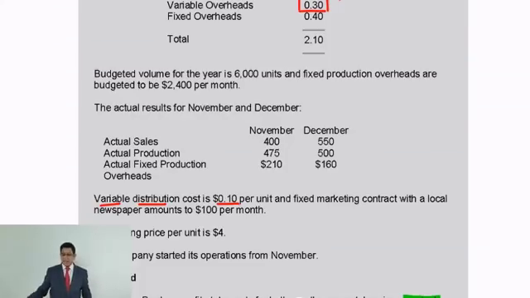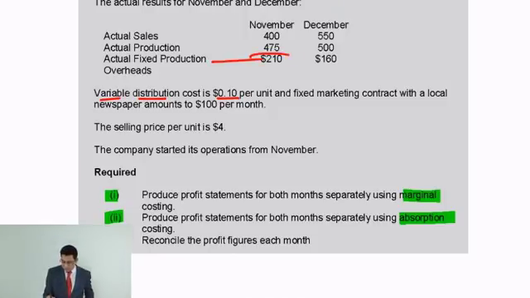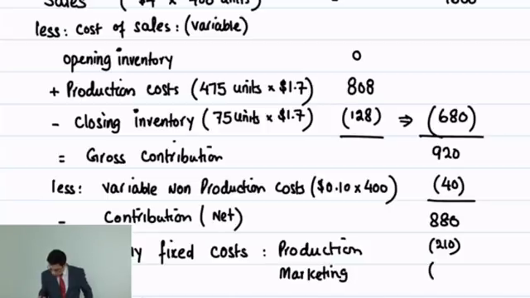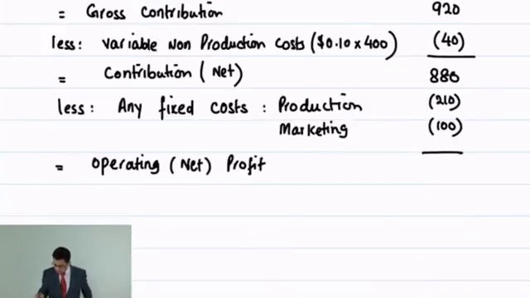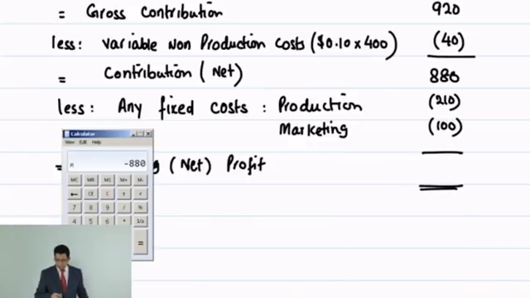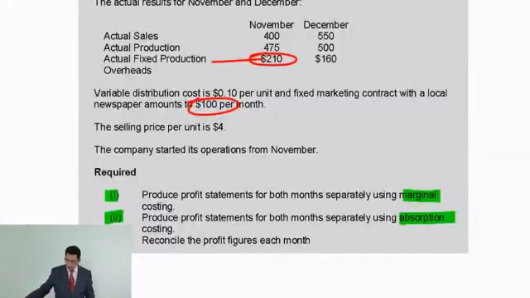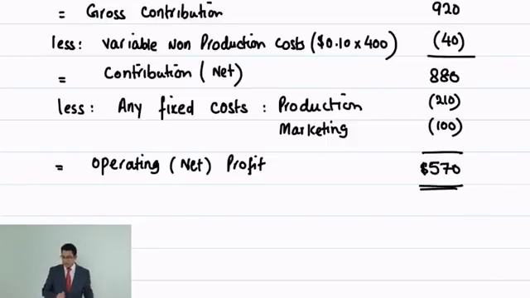And now we are going to take away any fixed cost. Here is the first fixed cost, which is 210, and here is the second fixed cost, which is the advertising, local marketing, $100. So production fixed cost 210 and marketing 100, and we end up with the final operating profit of this company, which is $570. Okay, is that okay? There is no other cost left, I suppose. Yes, everything has been taken care of and job done.